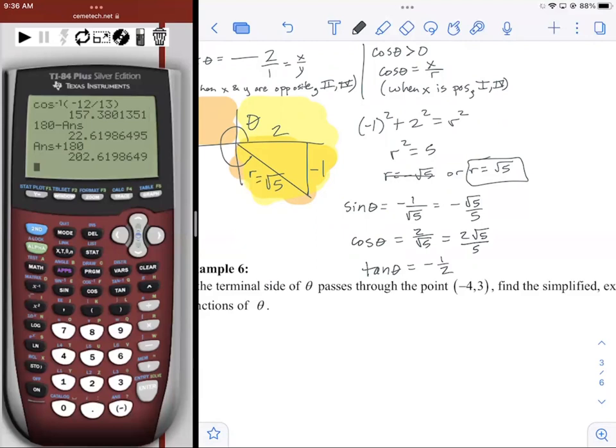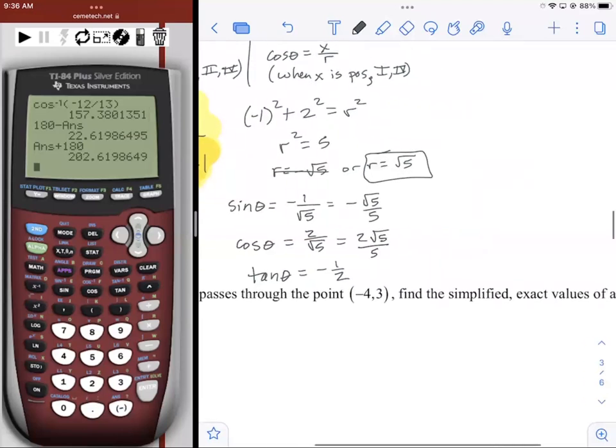All right, so there's the first column. Make sure you simplify your radicals. The square root of 5 has no perfect square factors. And now you rationalize, right? Multiply by square root of 5 over square root of 5.